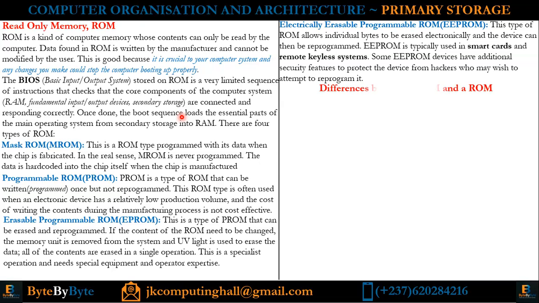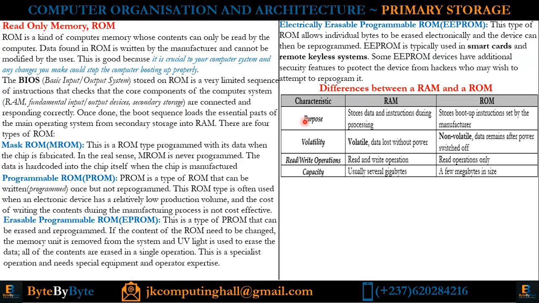Now, let us look at the differences between RAM and ROM, based on some characteristics. When it comes to purpose, a RAM is used to store data and instructions that are being used during processing, while the ROM stores the boot-up instructions set by the manufacturer.